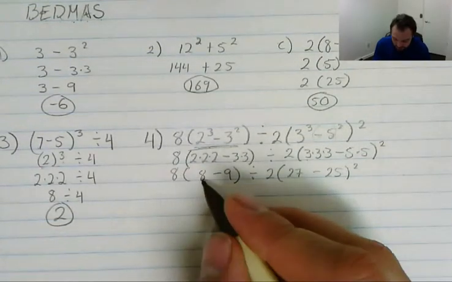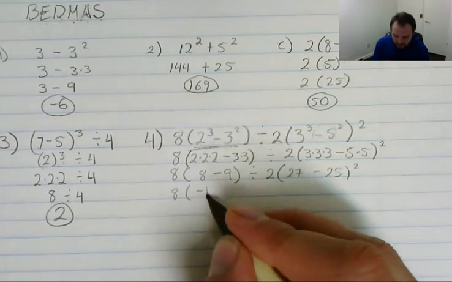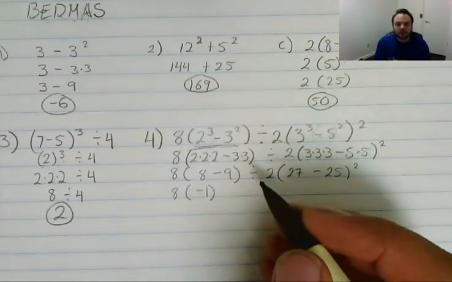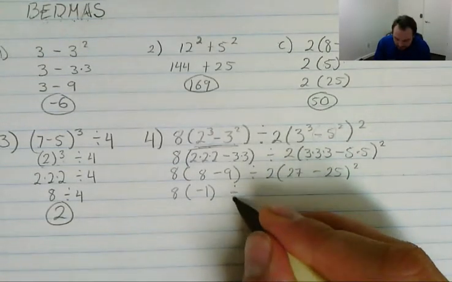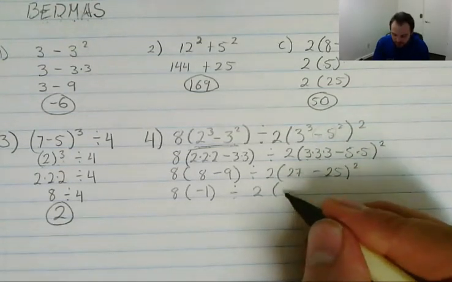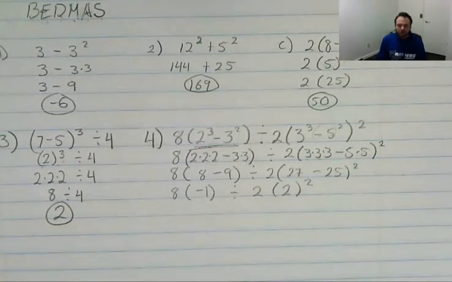So now, we're going to continue finishing off my brackets. So 8 is not inside the brackets. 8 minus 9 is negative 1. Now we have divided by 2. Now 27 minus 25 is going to be 2. Positive 2. And that's going to be squared. So now that all the brackets are done, we can move on to the next thing.